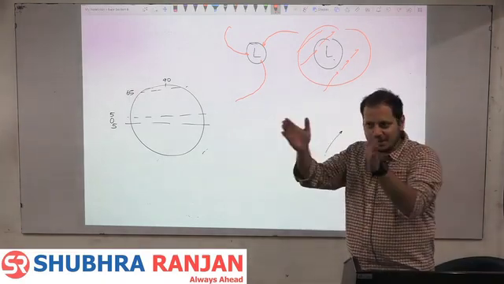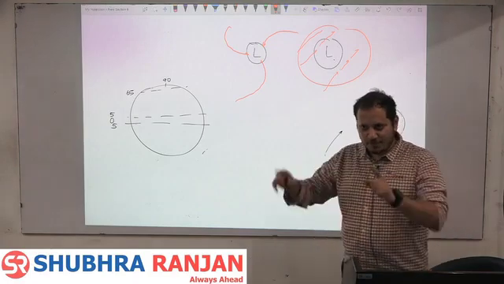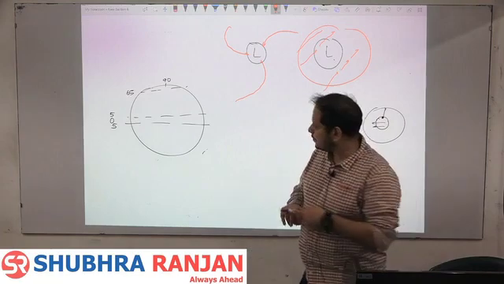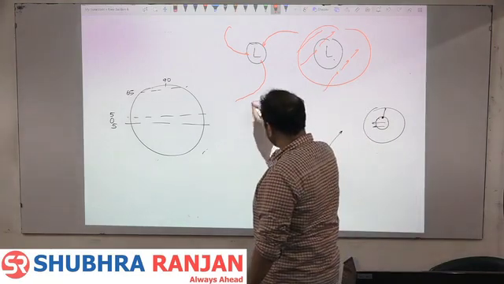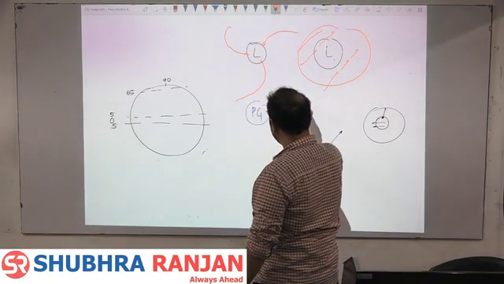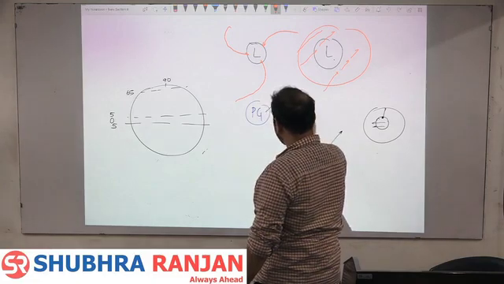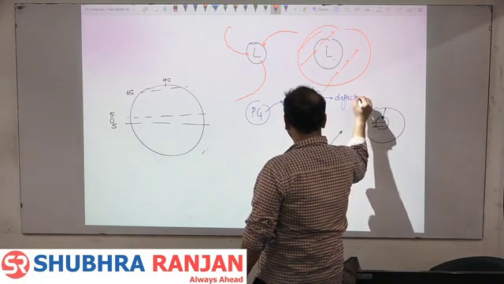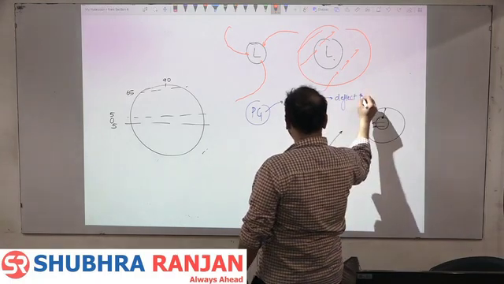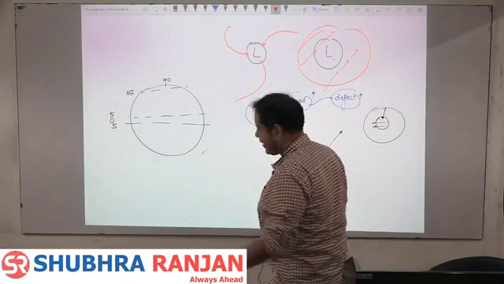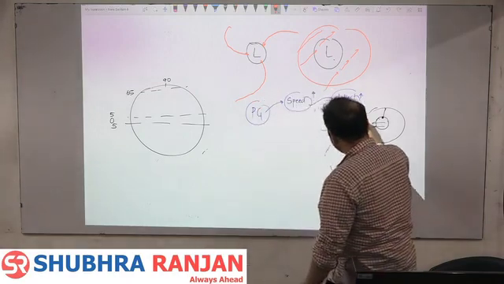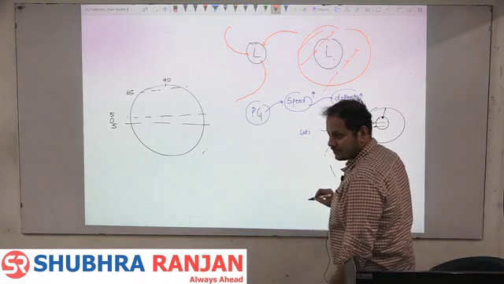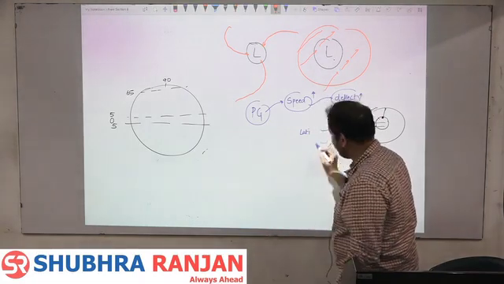Pressure gradient force determines wind's velocity. Wind's velocity determines deflection. Matlab? Pressure gradient force will determine the speed of the wind. Speed of the wind will determine the deflection. If the speed is greater, deflection is also greater. But deflection is also determined by one more factor, latitudes. Understanding? It has nothing to do with the speed.